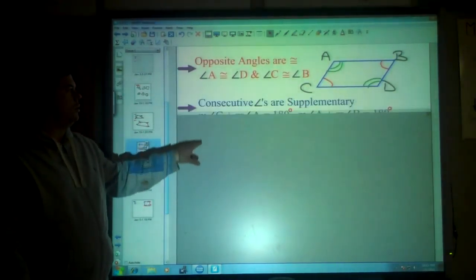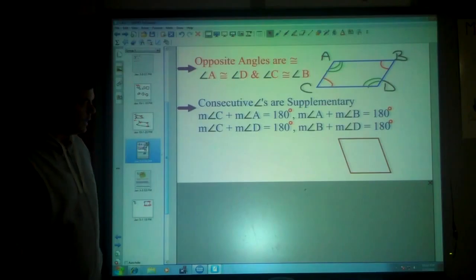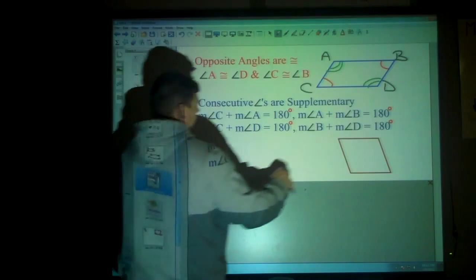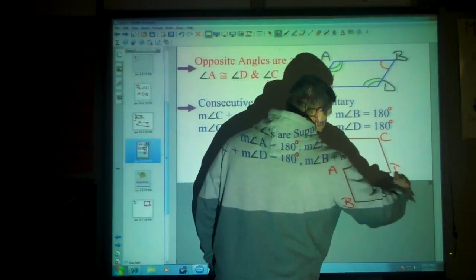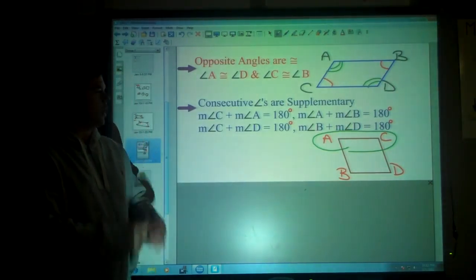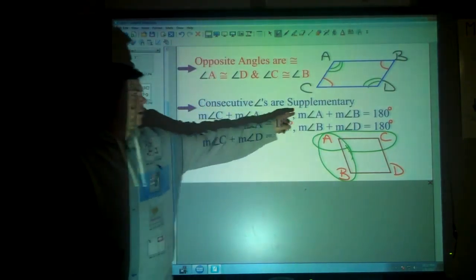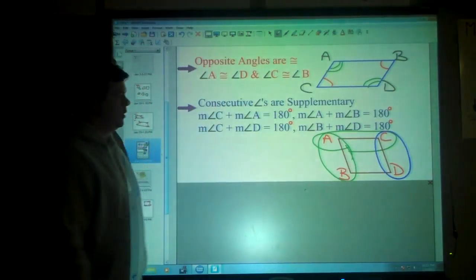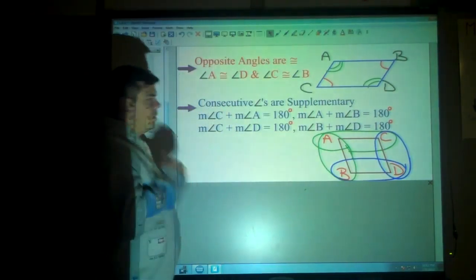All right? We also know that the consecutive angles are supplementary. Now, if I label it again, A and C are going to make 180 degrees. So A, C, B, D. What we're stating here is that A and C, those are consecutive. If you add those together, they'll always make 180 degrees. And A and B added together will make 180 degrees. We also know that D and C added together will make 180 degrees, and B and D added together will make 180 degrees.